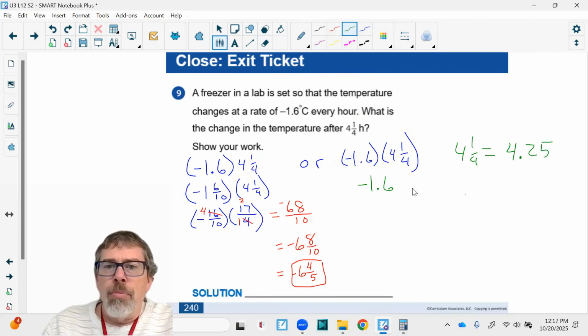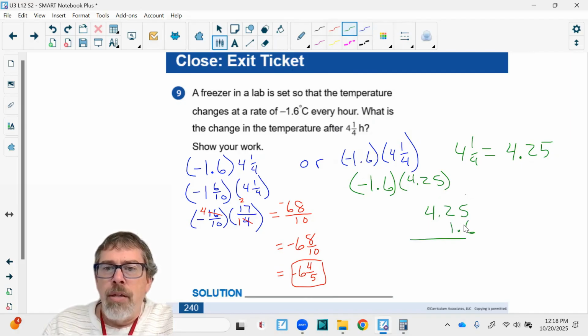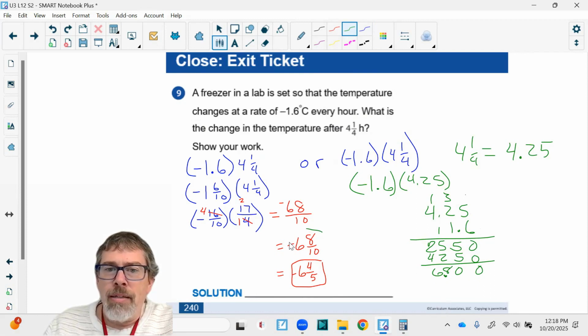Okay. So in order to multiply these, we would then do this. And to do that, we take 4.25 times 1.6. 6 times 5 is 30, carry the 3. 6 times 2 is 12, and 3 is 15, carry the 1. 6 times 4 is 24, plus 1 is 25. Bring a 0 down. 1 times 5 is 5, 1 times 2 is 2, 1 times 4 is 4. Add, and get 8, and get 6, and we have 1, 2, 3 decimal places. I get 6.8. Well, 6.8 is 6 8/10.